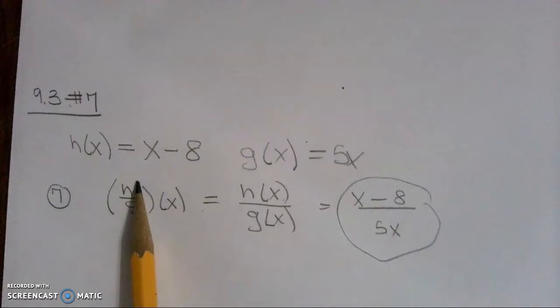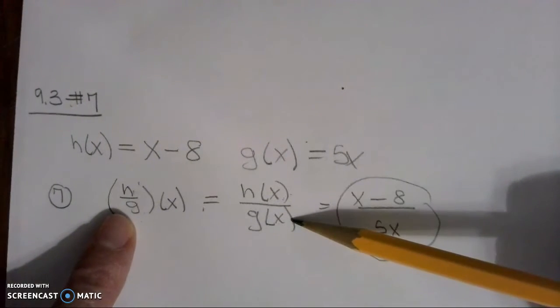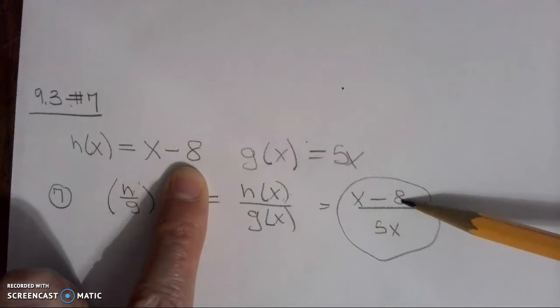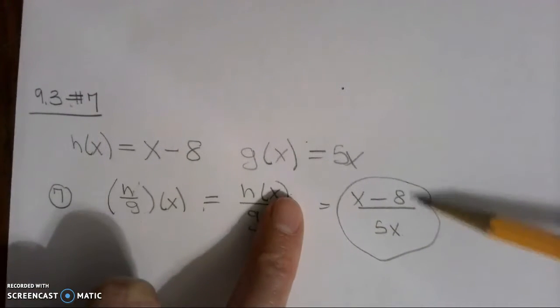So it asks for h divided by g of x. So that means I'm going to take h of x and divide g of x by it. H of x, that's my numerator, is x minus 8. And then g of x is 5x. So that's what they're looking for, that one. That's the easier of the two. Now let's go to the harder one here.